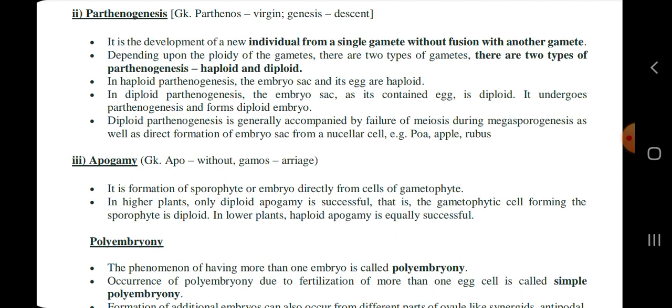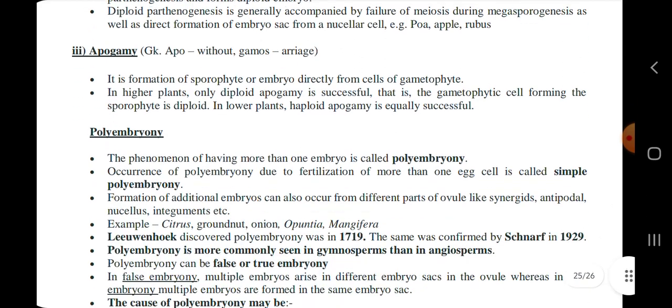In haploid parthenogenesis, embryo sac and eggs are haploid, and in diploid parthenogenesis, embryo sac, as it contains egg, is diploid and it undergoes parthenogenesis and forms diploid embryo. Then apogamy, formation of sporophyte or embryo directly from the cells of gametophyte. In higher plants, only diploid apogamy is successful, that is, gametophytic cell forming the sporophyte is diploid.